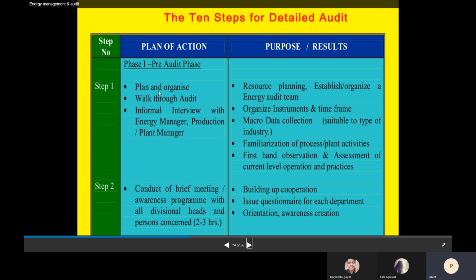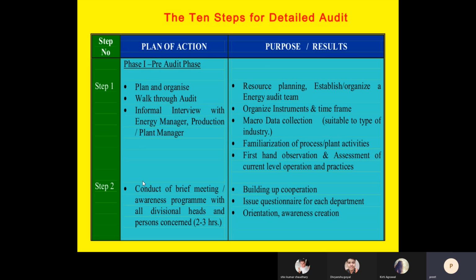Here we have a table with the plan of action, purpose and result. The first phase is the pre-audit phase, in which the first step is to plan and organize. What we need to do and how we need to do it, we have to organize every aspect, then walk through the audit. Then we start the audit with an informal interview with the energy manager, production or plant manager.